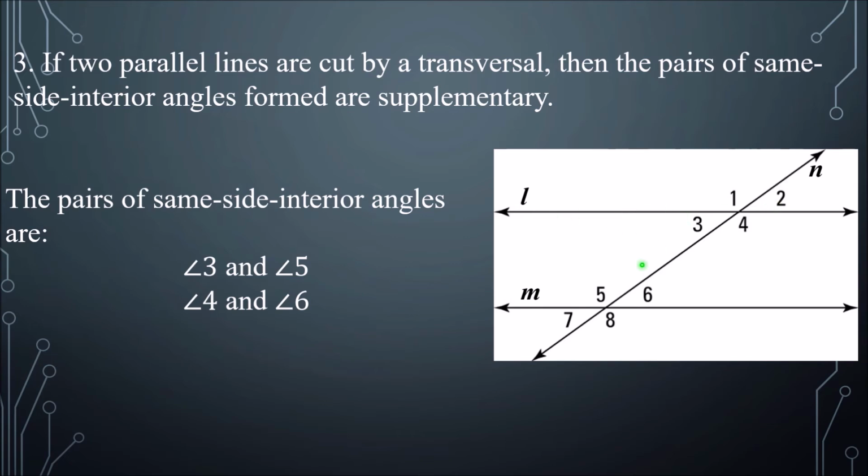So the parallel lines are this one and this one, line L and line M. So inside of that, we have angle 3 and angle 5. Same side of the transversal line. Next, angle 4 and angle 6. Same side also. And as you can see, angle 3 is acute and angle 5 is obtuse. So they are not congruent. They are supplementary. So take note, guys, that same side interior angles are supplementary.